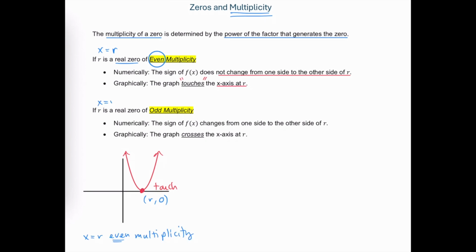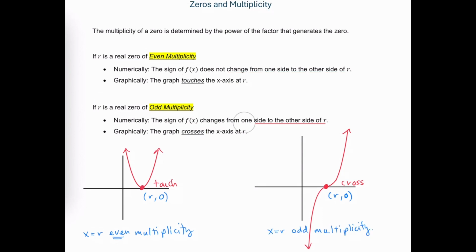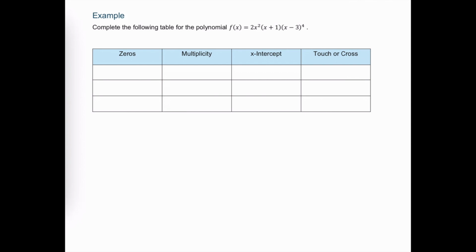If x is equal to r is a real zero of a polynomial function, and algebraically we discover that the multiplicity is odd, then the graph of the polynomial function is going to cross the x-axis at that x-intercept. The function sign will change from being positive to negative or negative to positive, passing through this r value. So let's look at an example.